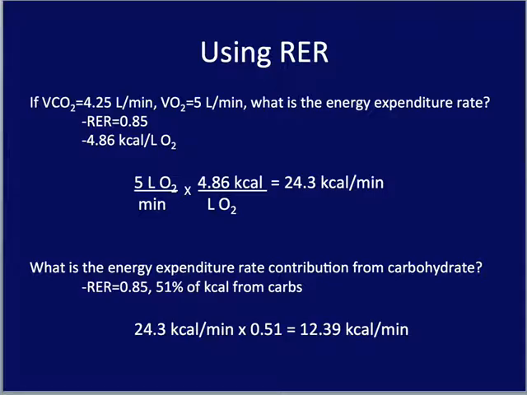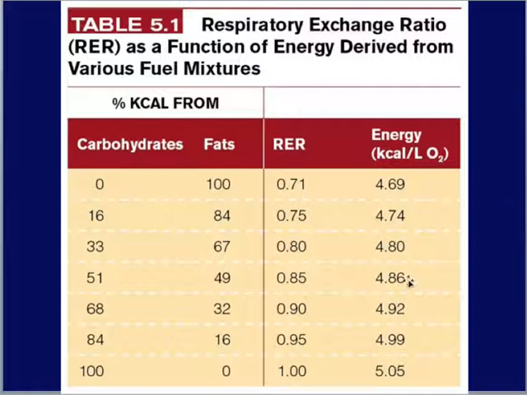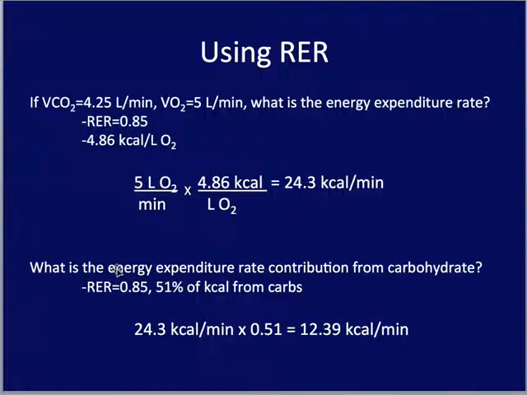So then, if we wanted to figure out, well, how many carbohydrates were they burning, or how much calories were coming from carbohydrates? So again, we have the RER of 0.85, and let's go back to the table. RER of 0.85, and we have 51% of the kilocalories coming from carbohydrates. We have 49% coming from fats. So let's go back.